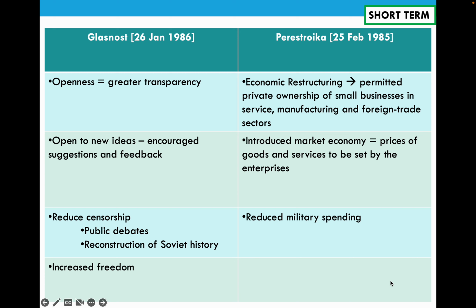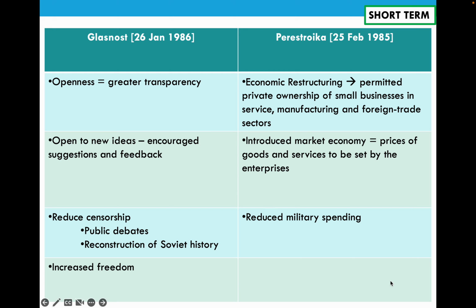So he wanted to give his supporters the permission to speak out and provide the space and opportunities to convince Soviet people that these reforms were necessary. He wanted to be open to new ideas and encourage suggestions and feedback, and hence decided to reduce censorship by allowing public debates and also allowing new revelations about Soviet history, and also increase freedom. So for example, for years, the Soviet government denied the existence of problems like poor housing and food shortages. It also suppressed very important information like classified activities in the past, like purges and Stalin's atrocities.